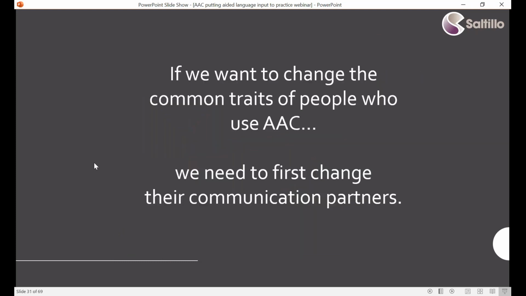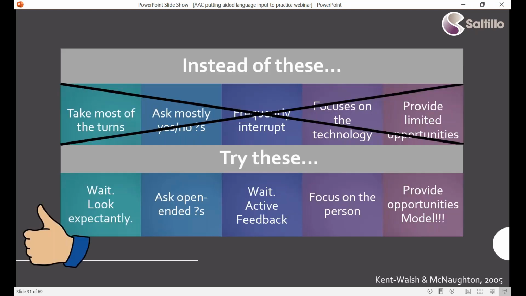So the good news with all that, even though it's good to always reflect whether you've done this for 1 year or 10 years, is that if we can change what we do as communication partners, we know it's going to make a direct impact on those that we're working with and those who use AAC.